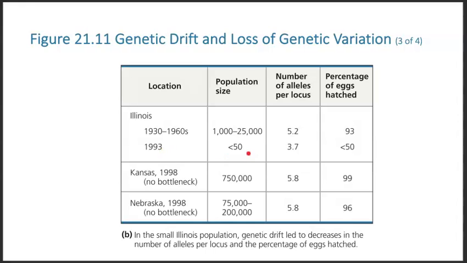By 1993, the population size was less than 50, heterozygosity numbers had decreased, and the number of eggs hatching had dramatically decreased. If we looked at those same species in Kansas and Nebraska, where there's no bottleneck, we see that the percentage of eggs hatching was still quite high, and so those are healthy populations.